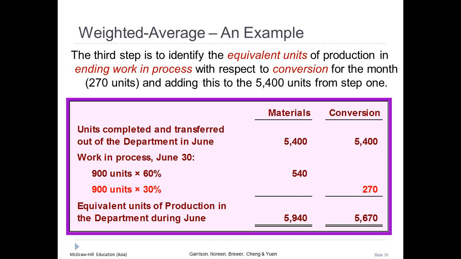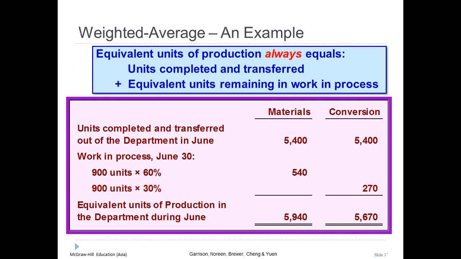We always follow these three steps when using the weighted average method. We can restate the three-step process more quickly by saying that when using the weighted average method, equivalent units of production will always be equal to the units completed and transferred out, plus the equivalent units remaining in work in process inventory. Sometimes there is a preference for a three-step approach, while others prefer the shortcut approach.